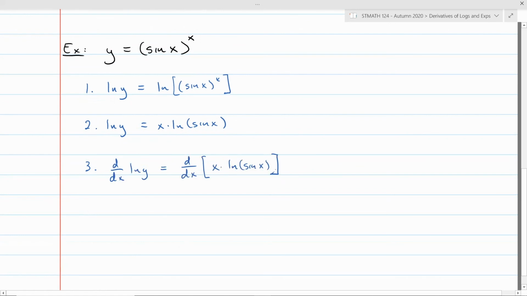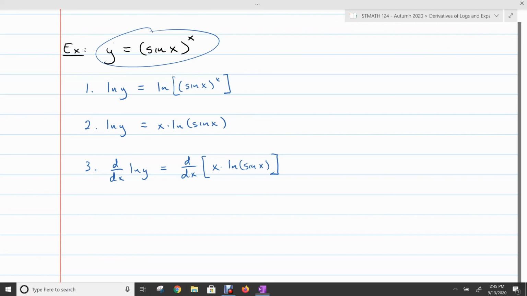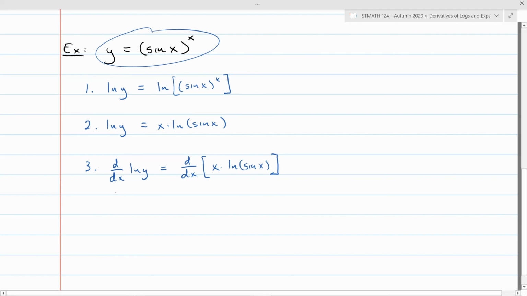On the left-hand side, we're differentiating natural log of y. But we know y isn't just the variable y. y is this whole function at the top here. So we have to use the chain rule when we differentiate it. So the derivative of natural log of y is 1 over y, but then we have to multiply times the derivative of the inside. On the right-hand side, it's all x's, right? There are no y's. So we just differentiate like normal on the right-hand side.